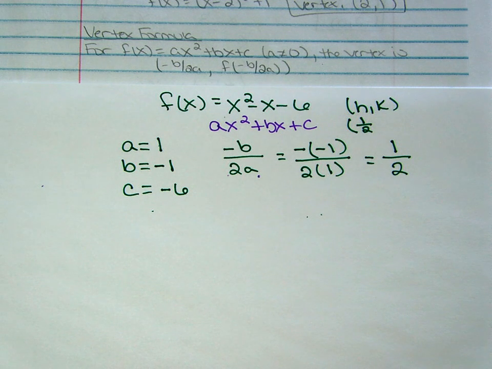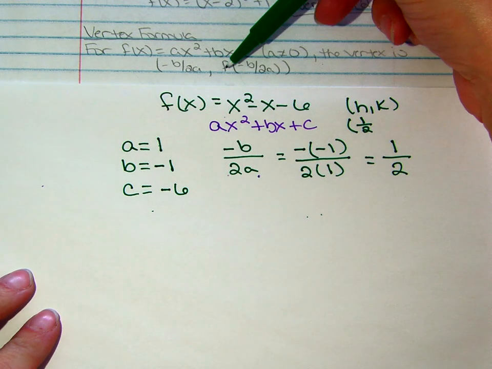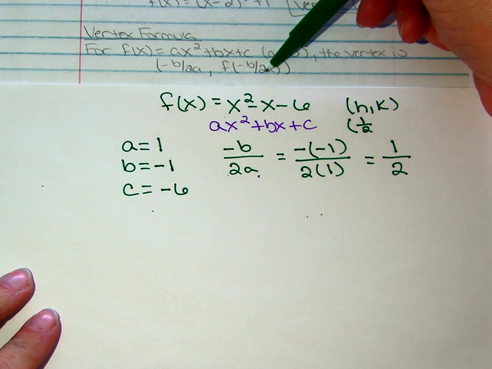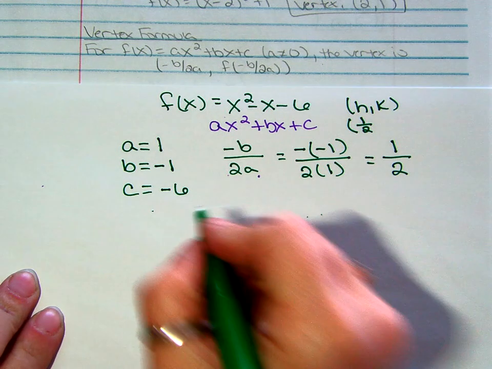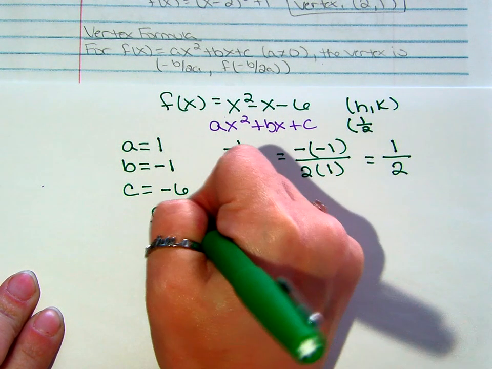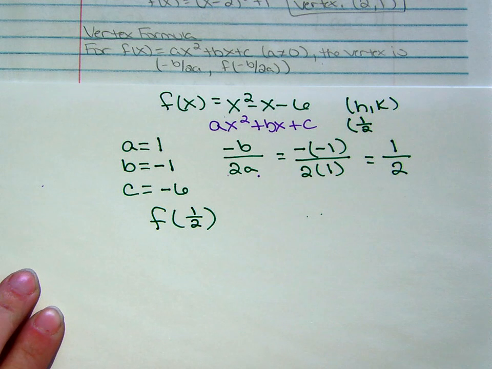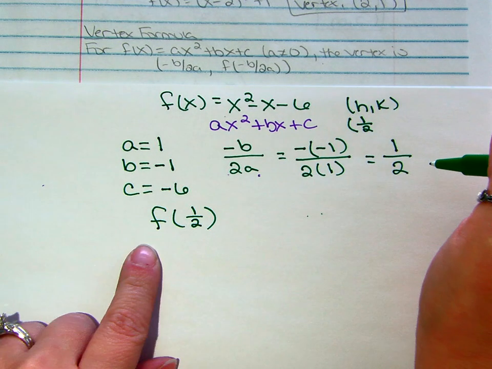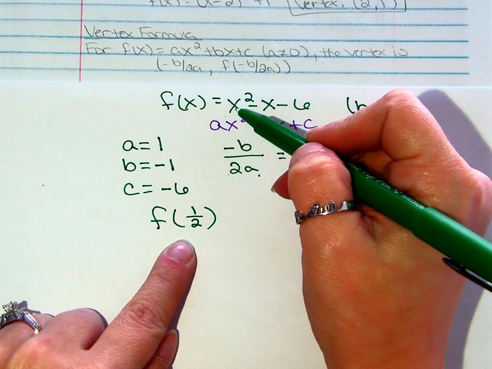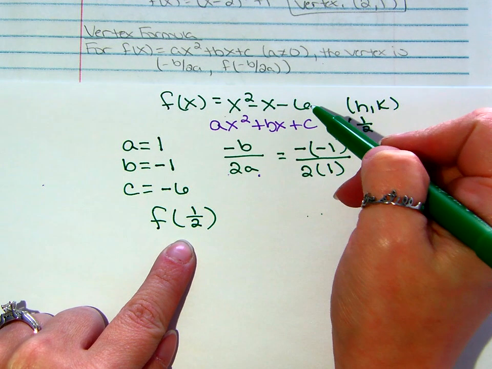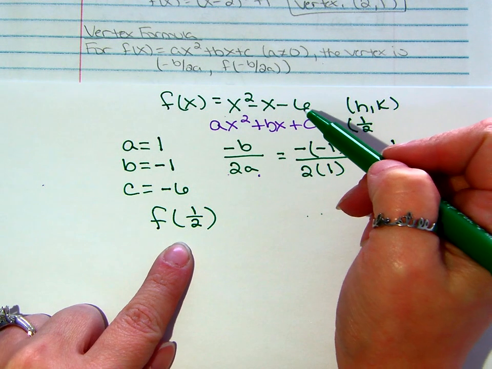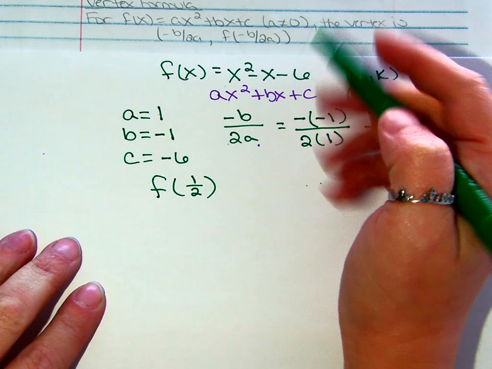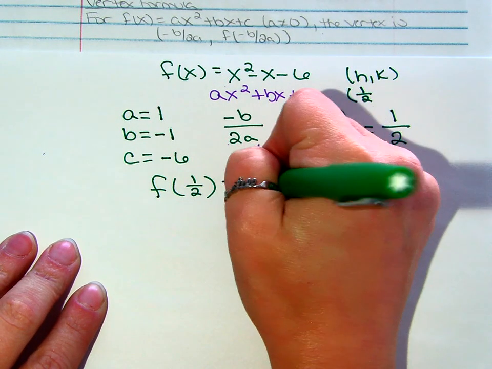If you look here in the formula, we have f of negative b over 2a. What this means is we have to find f of 1/2, because we just found that negative b over 2a is 1/2. So we have to plug 1/2 into our function everywhere there's an x, and simplify. So I have 1/2 squared instead of x squared, minus 1/2 instead of minus x, and then minus 6.